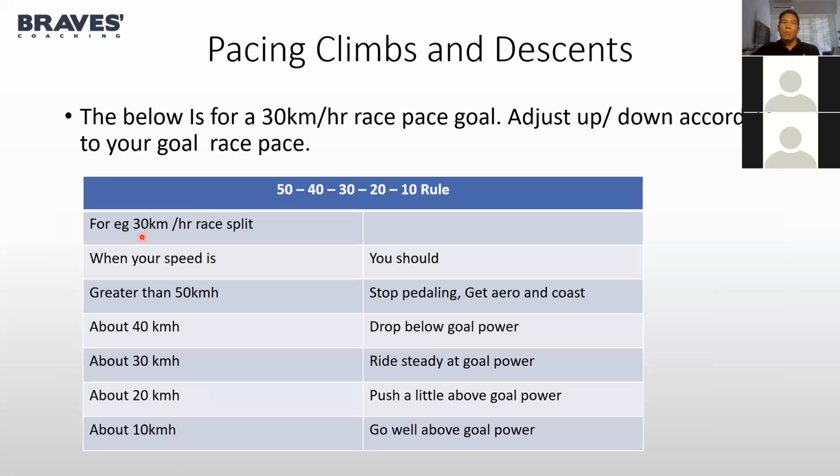So if your goal race pace is quicker, then you would adjust that accordingly. If it's like 36 km an hour, then you would adjust all the rest accordingly. Okay.